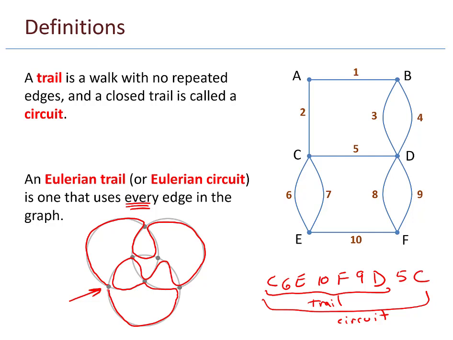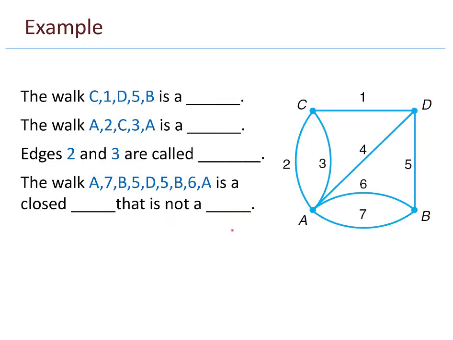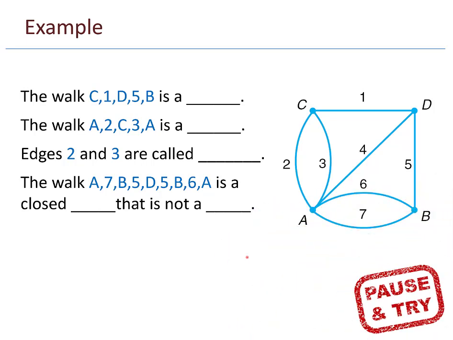There we go, an Eulerian circuit. How about some examples here? Let's see if you can fill in the blank with the correct terminology. What goes where? See what you can do.